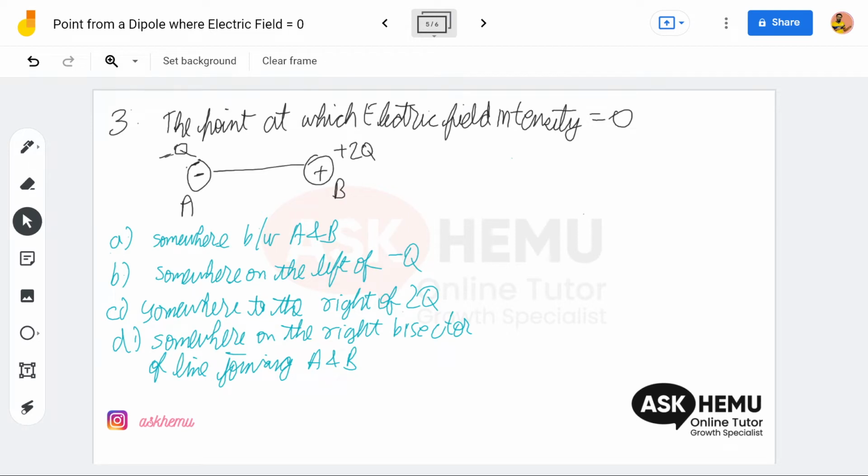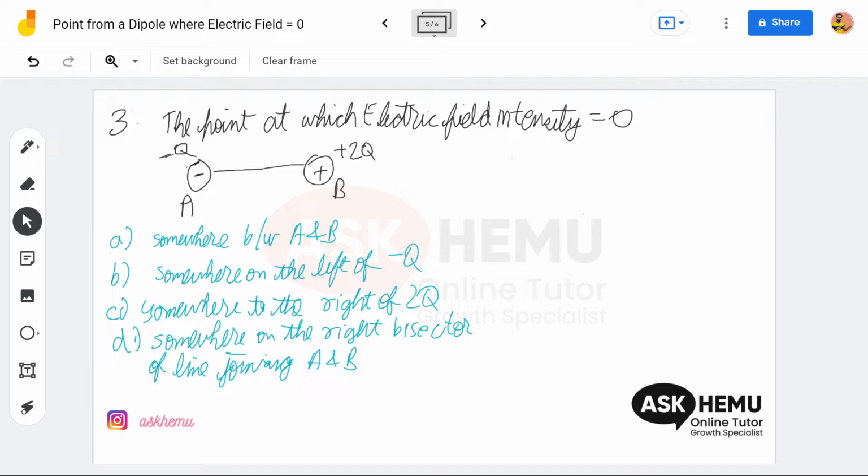Our next question, finding a point from a dipole where the electric field equals 0, is very interesting because it is quite unlike our expectations. Here we are now looking at the electric field of a dipole where one charge is twice the other. So naturally you can see minus q is minus q, while the other is plus q. Charge usually is double that of minus q, so the magnitude is double.